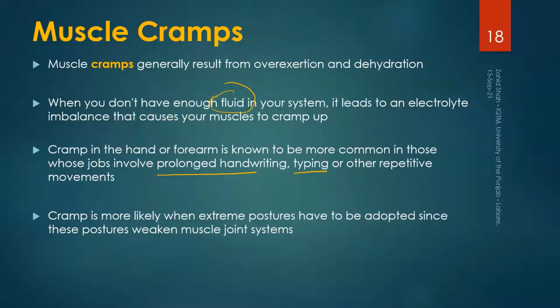Cramp is more likely when extreme postures have to be developed, since these postures weaken muscle joint systems. So extreme postures and lack of fluid in the body cause cramps. So cramps are, for example, very common in the sportsmen as well, especially during summer season.